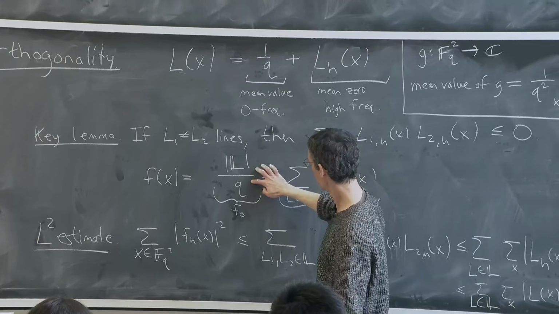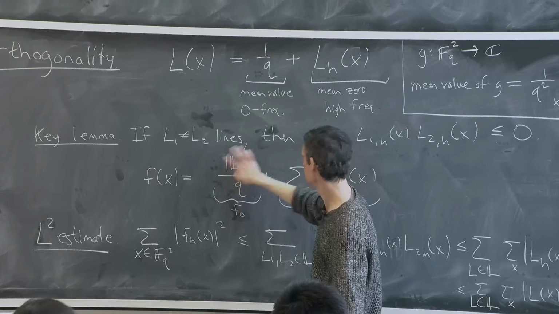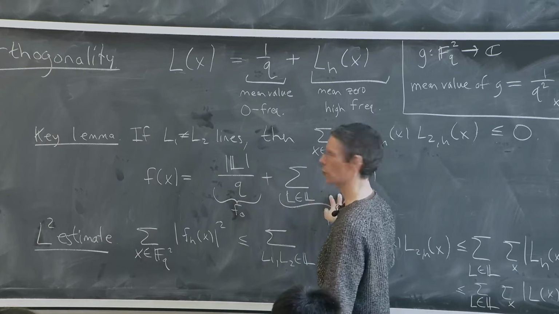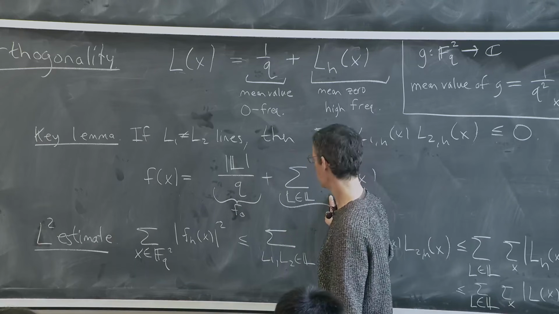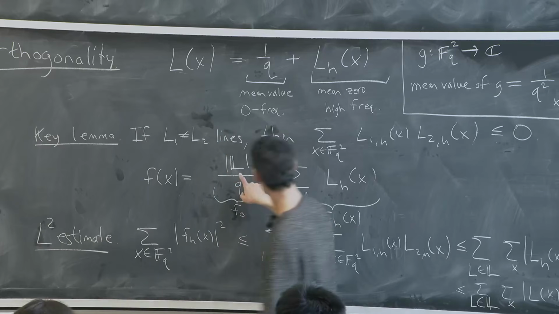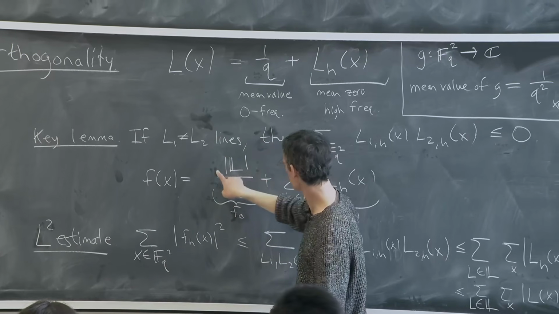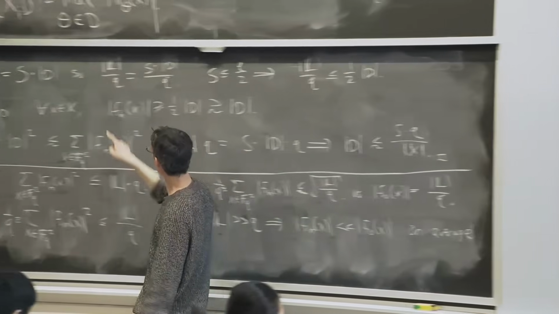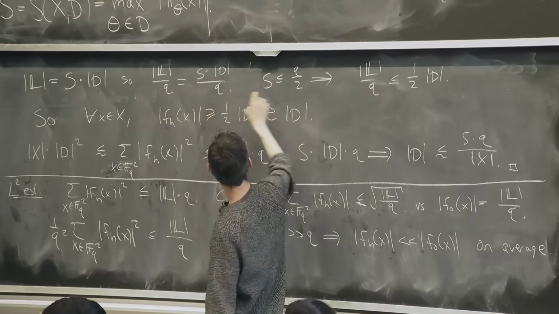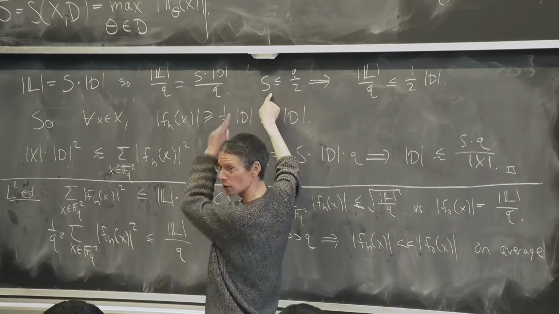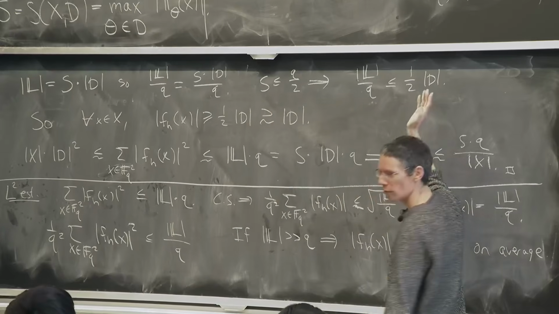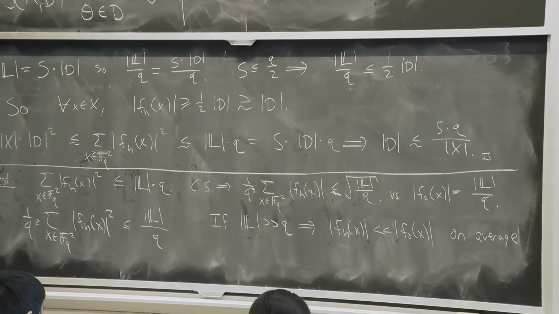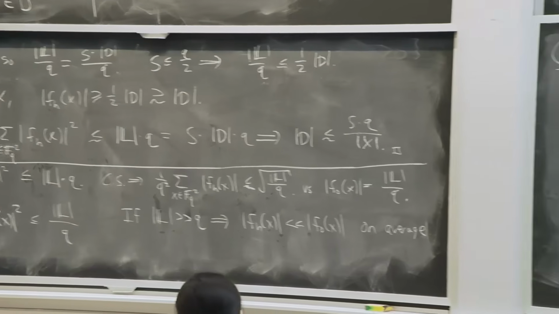And I claimed that the constant piece is small. The constant piece is less than half of d. And that would mean that the high frequency part should be more than half of d. And why is the constant piece small? Well, this L is the number of directions times s. And we plugged it in, and we used the fact that s is at most q over 2, which is one of our hypotheses. And that's what fell out. OK.